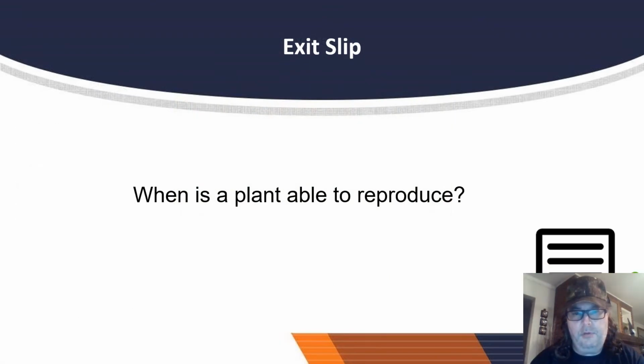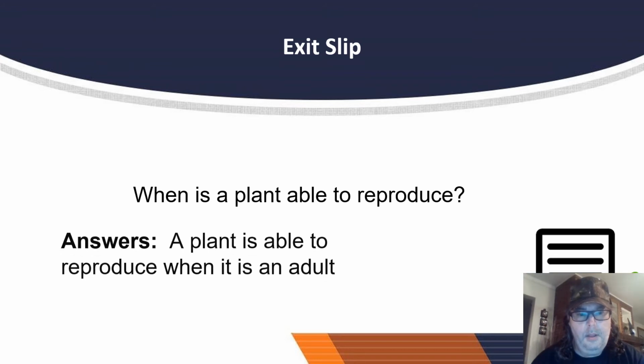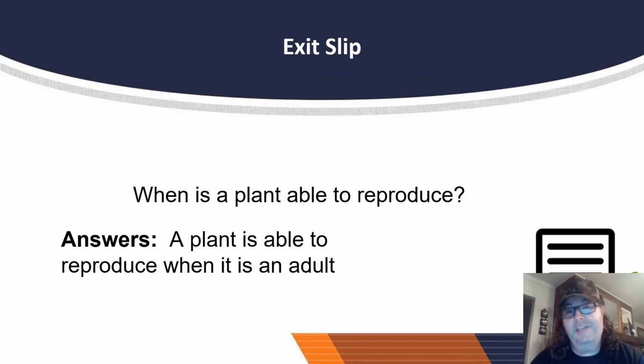When is a plant able to reproduce? When can people reproduce? A plant is able to reproduce when it is an adult. As you become an adult, you become older, you can reproduce. Same as seeds, same as plants.